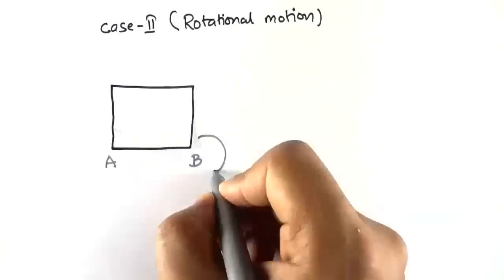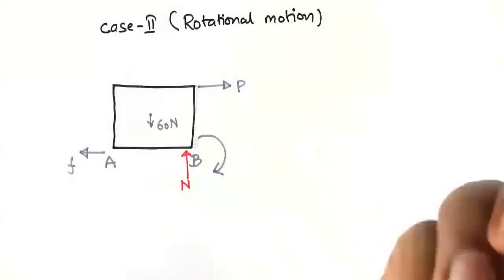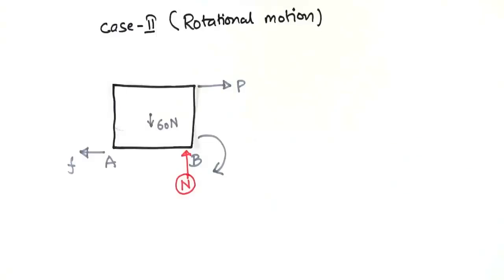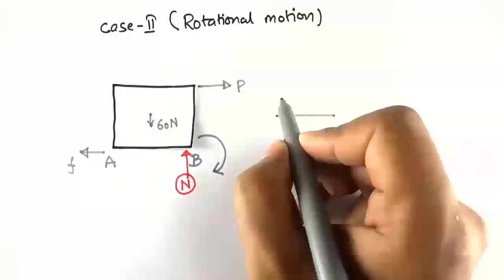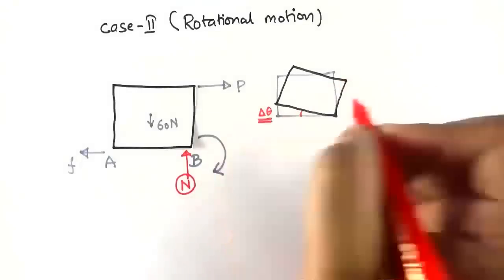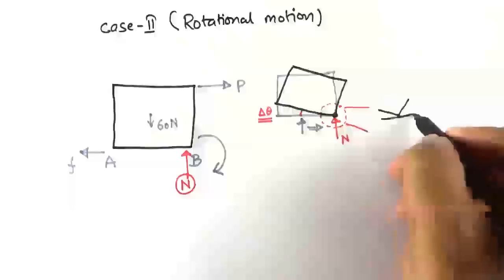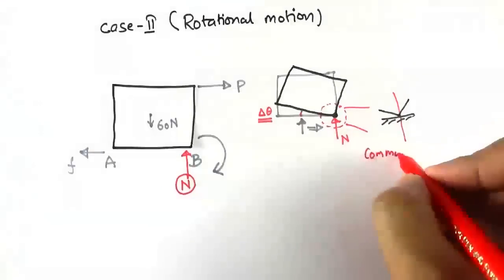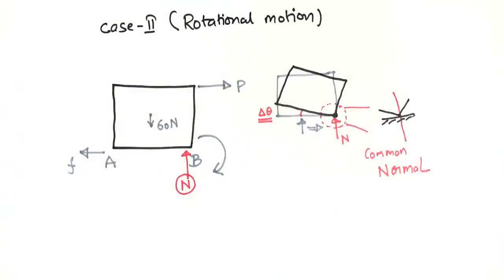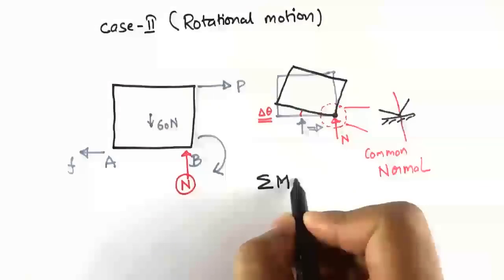Case 2, for rotational motion. The entire free body diagram remains the same except the normal reaction. The normal reaction will shift towards B. Now, why does this happen? Assume the block tilts by a small angle delta theta. Now, in this case, the block has contact only at B, and the normal reaction always acts along the common normal. Now, as the given system is in rotational equilibrium, the summation of moments should be 0.